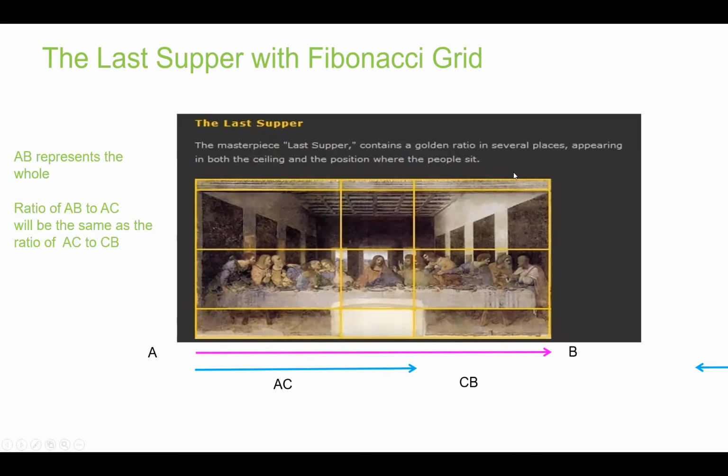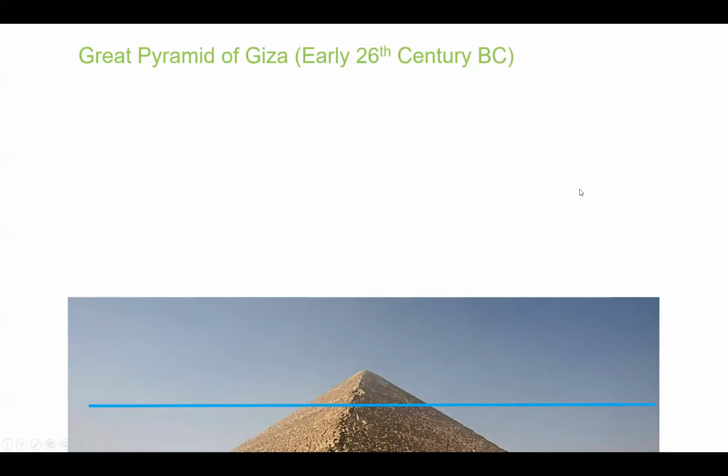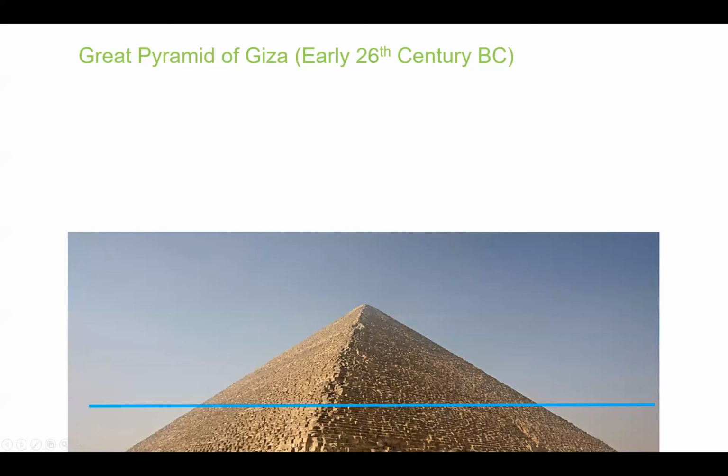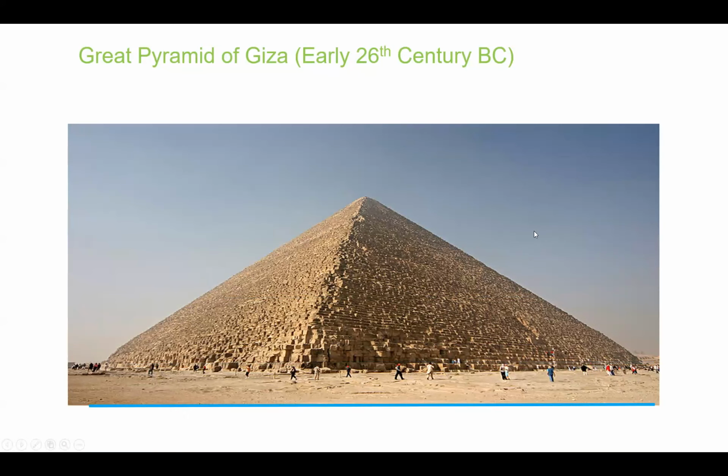It contains the golden ratio in several places in this painting. So if we take a look at the Great Pyramids of Giza, it was thought that Leonardo da Pisa did go and study the proportions of the pyramids. And so that was interesting as well, that he knew about those ratios.